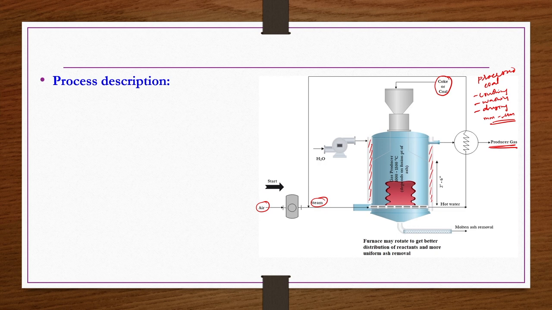And then this furnace is operated at a temperature range of 1000 to 1500 degrees centigrade, depending on the fusion point of ash. Fusion point of ash is very much important. It is approximately 1520 degrees centigrade. So you have to operate at a temperature less than the fusion point of the ash. Okay, so you do not want this fusion of ash to take place, otherwise it is going to hinder the process, right?